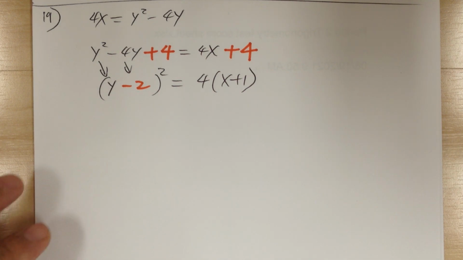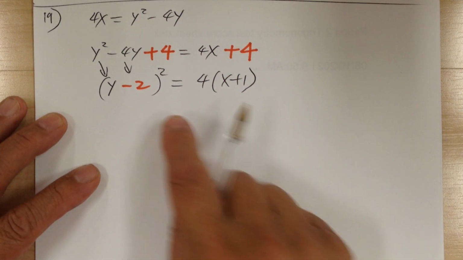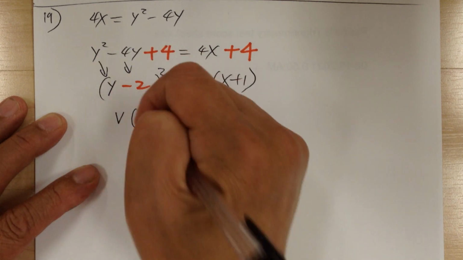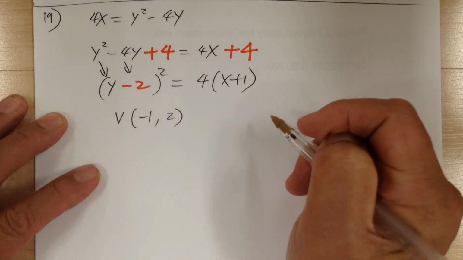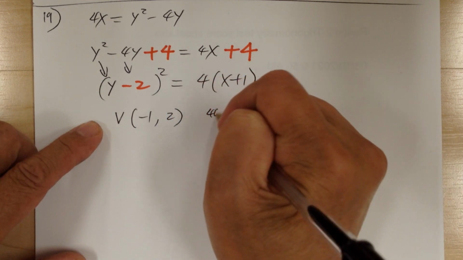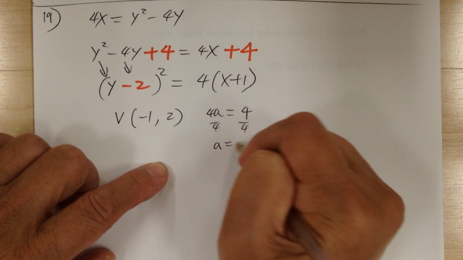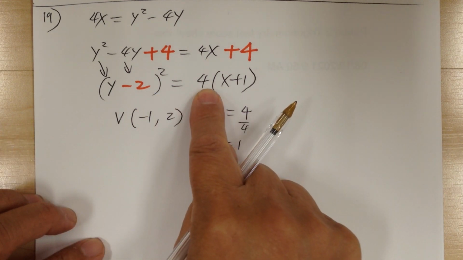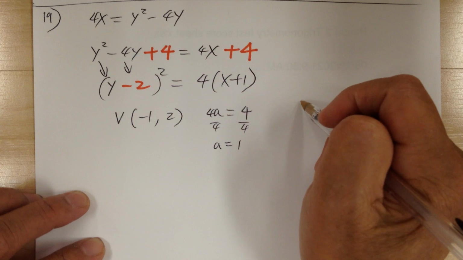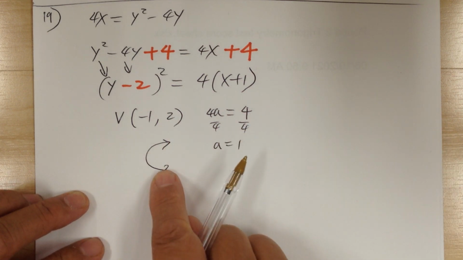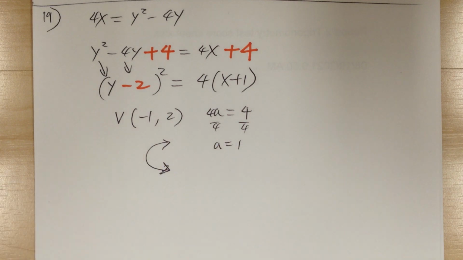So once I complete my square, I can see that the vertex is going to be at -1, 2. Okay, and the 4a is equal to 4. So divide by 4, divide by 4. So a equal to 1. And this is going to be in a positive x direction. So this tells me that the graph is going to go this way. Okay, so you need to get your directions. Okay, so now I'm ready to sketch.